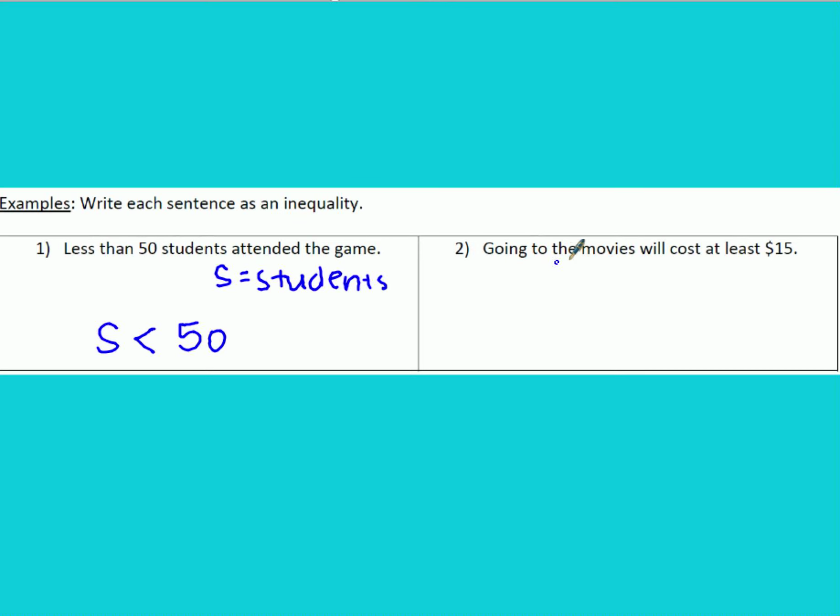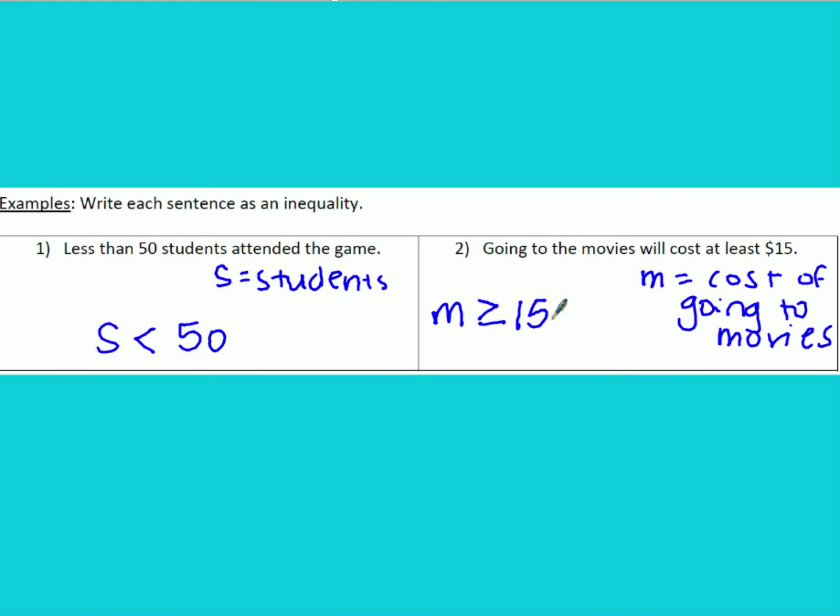Now in the next one we have going to the movies will cost at least $15. So I'm going to say M is the cost of going to the movies. Since we don't know what that actually is, we just know that it'll cost at least $15. So when it's at least $15, M is going to be greater than or equal to 15. Because at least it could be $15, but it could be more than $15 as well. So that's why we use this greater than or equal to symbol there. So just make sure you're reading carefully, looking for those keywords that we just wrote up top on our notes. So we had less than and at least in these two examples.